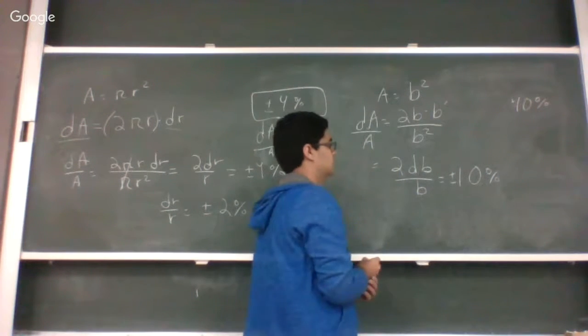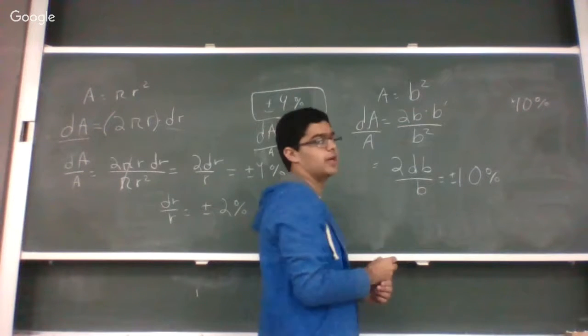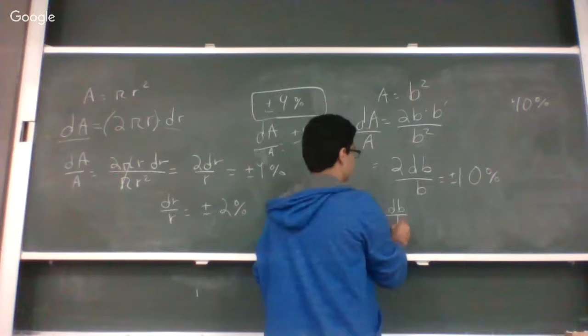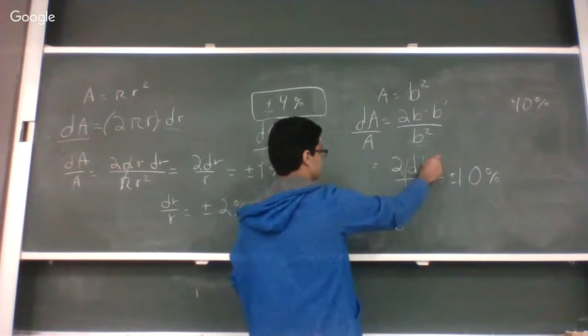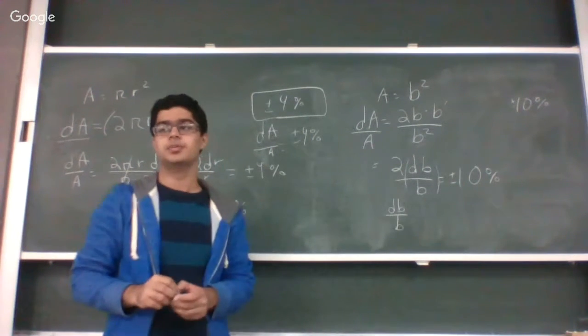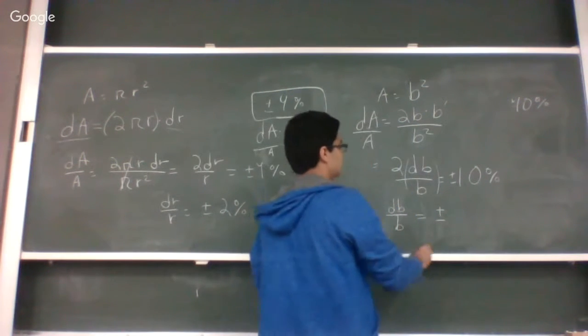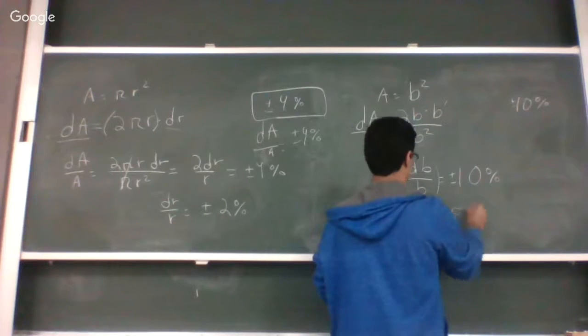Is dB the derivative of B, the same as b prime? Yeah, that's all right. Should we use db instead of b prime? Yeah, I just write it in this format to get that db over b. For the accuracy, we need to measure the base within 5%.